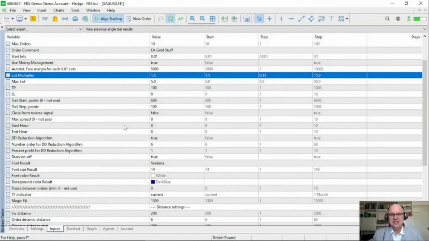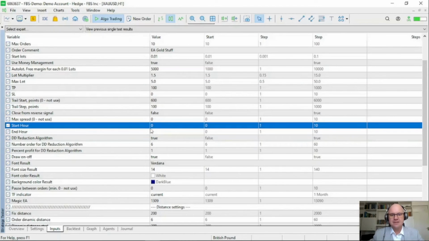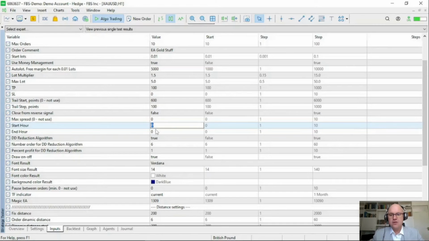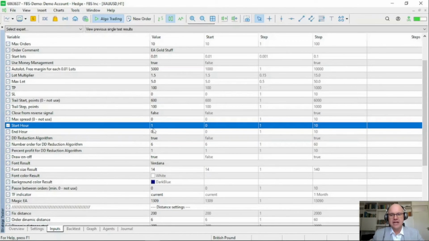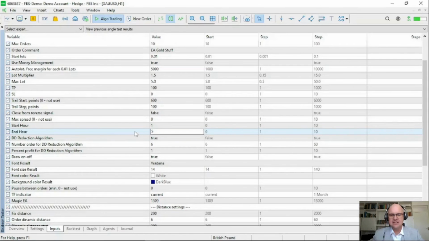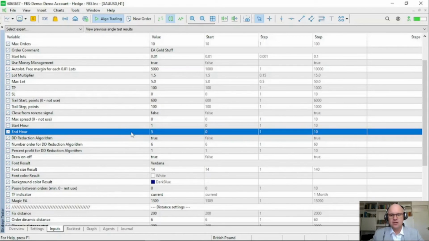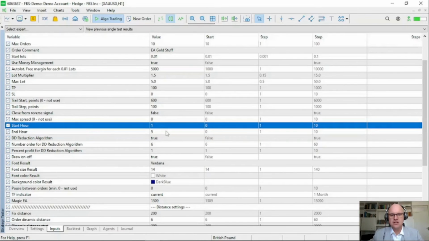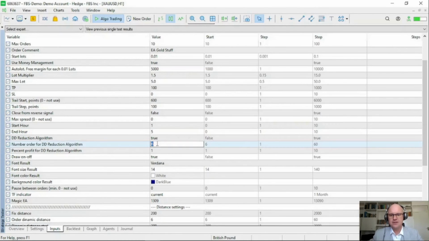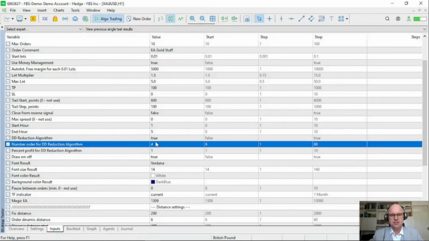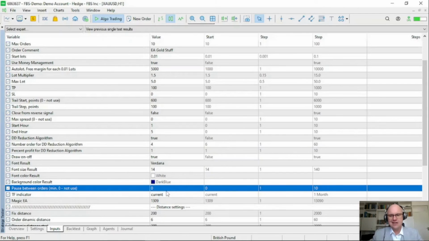On default, the take profit is set at 100 points, and that means it is 10 pips. For the start and end hour, I'm going to let it start new series for a specific time in the morning. So during Tokyo session, the bot will be opening new series and then closing them throughout the day. The other thing that I'd like to change is the number of orders before the drawdown algorithm kicks in. To my understanding, by changing this to 4, once it has reached the number of 4 orders in a grid, the drawdown reduction algorithm should kick in.